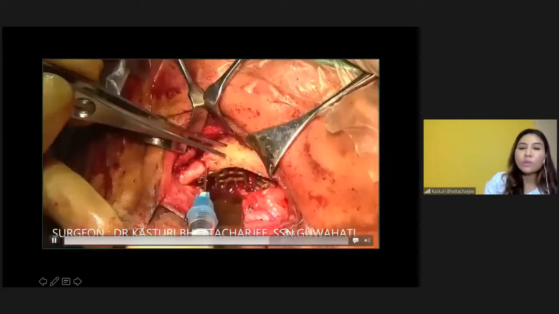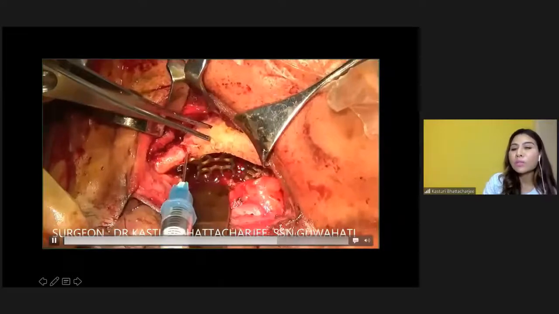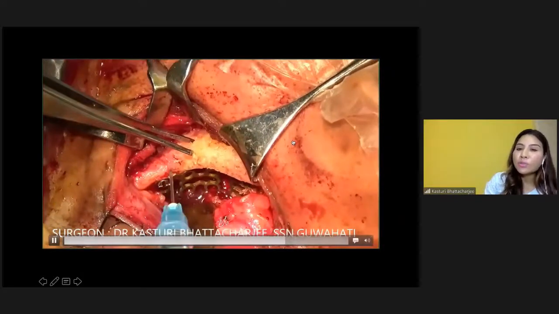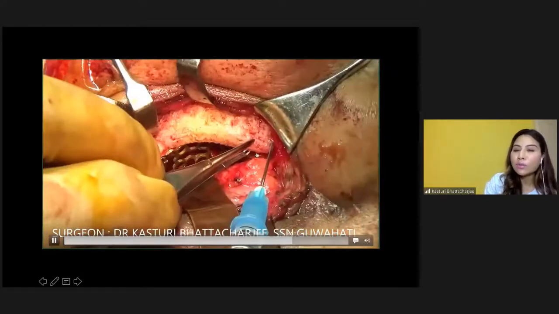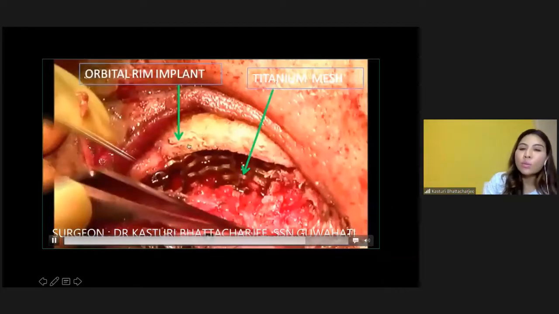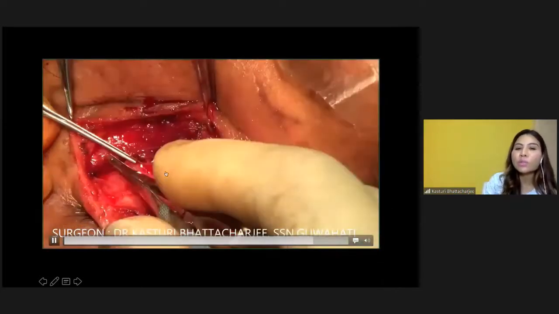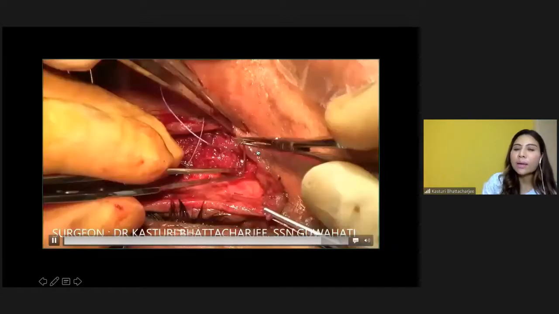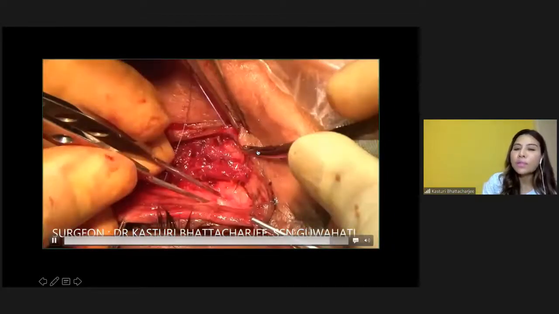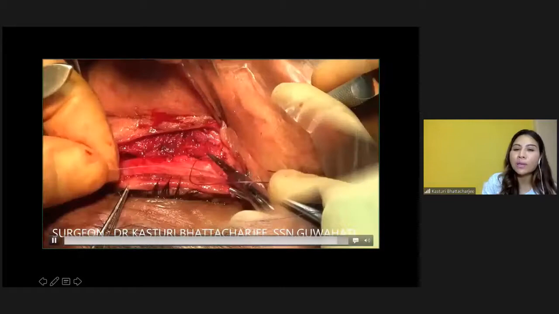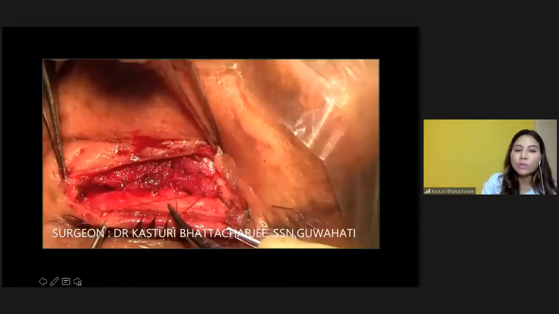So now I have reconstructed the orbit, but how do I give soft tissue to this patient? To give soft tissue, I need to have some vascularized tissue over this implant. So what I have done, I have stitched the subcutaneous tissue above this implant, and then I have used a full thickness skin, dermis, and a fat graft to give him also some of the soft tissue volume.